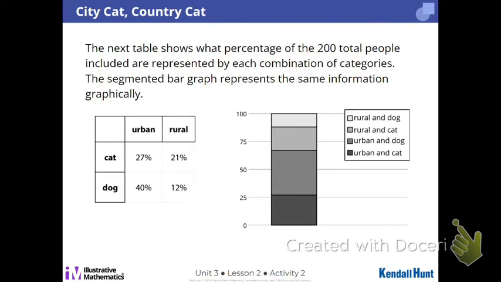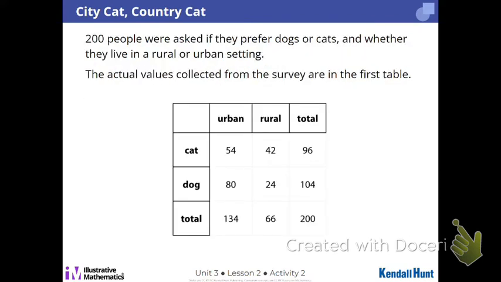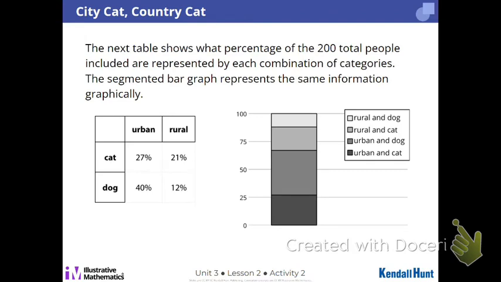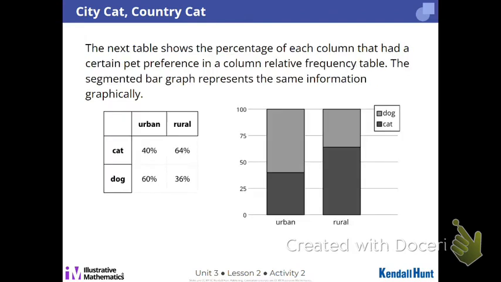What percentage of people surveyed who live in an urban setting prefer dogs? So if we're looking at urban setting, we're looking at columns, right? So what percentage of the urban people prefer dogs? 77. Oh wait, what? Looks like 60%. 40 of the urban setting, right?